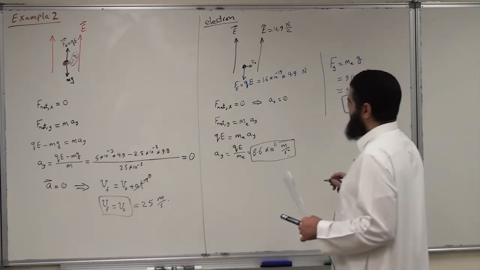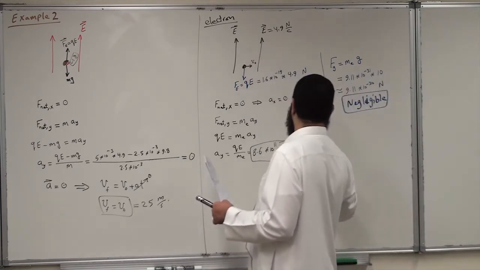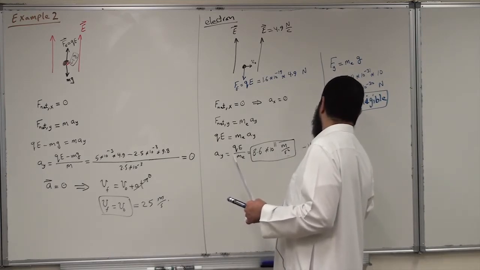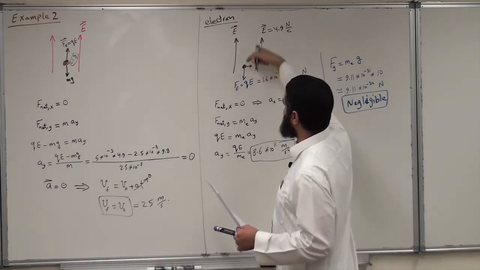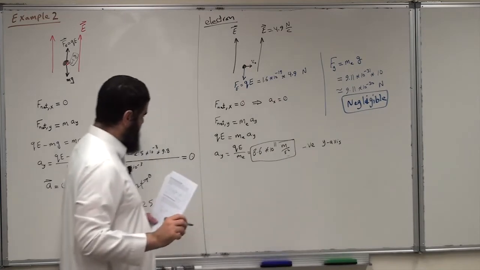And it is directed in which direction? It is here, downward, okay? In the negative y axis, because the negative charge will accelerate opposite to the direction of the applied electric field.